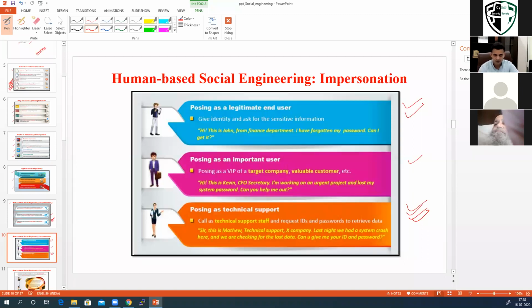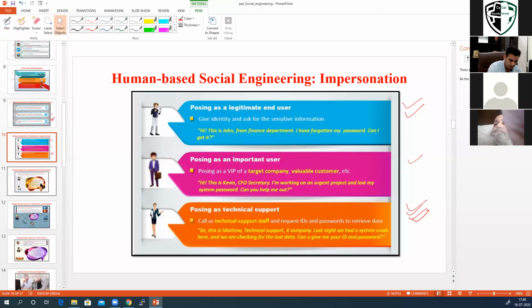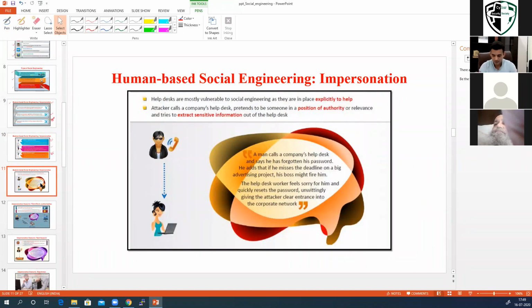Okay, posing as a legitimate end user: give the identity and ask for the sensitive information. Okay, he will tell you that I am a legitimate and authorized user of this particular system, and obviously he will ask for this particular kind of sensitive information. Okay, so these are the examples for impersonation. So it's basically a kind of honey trap that we have discussed. So this is an example actually.